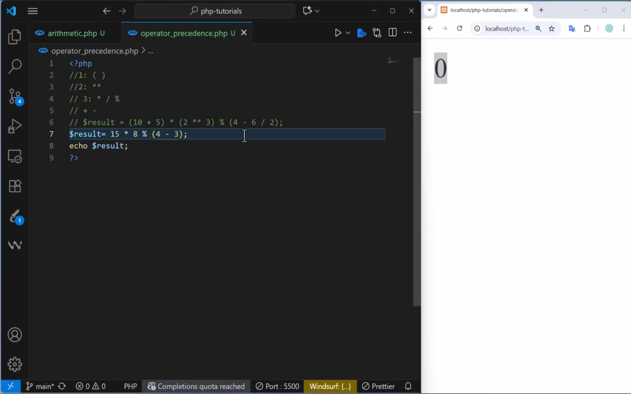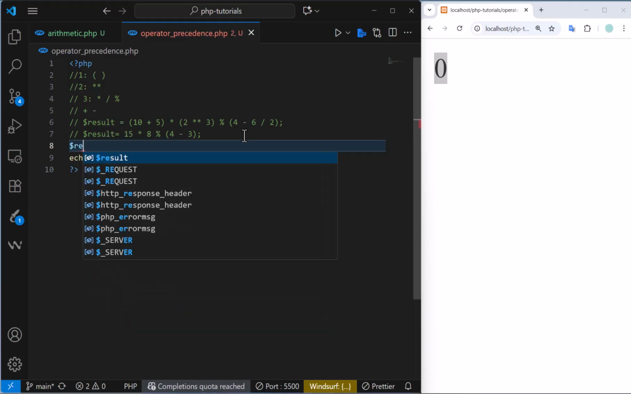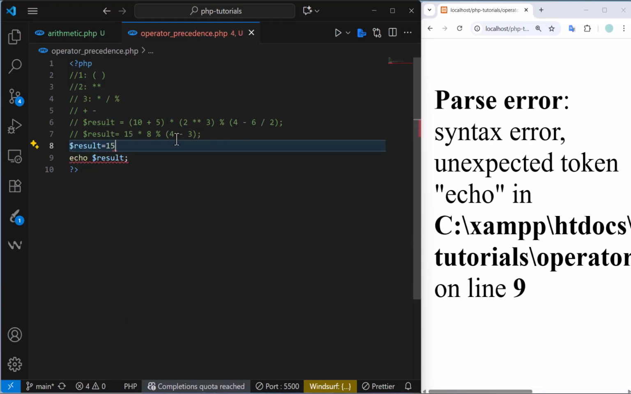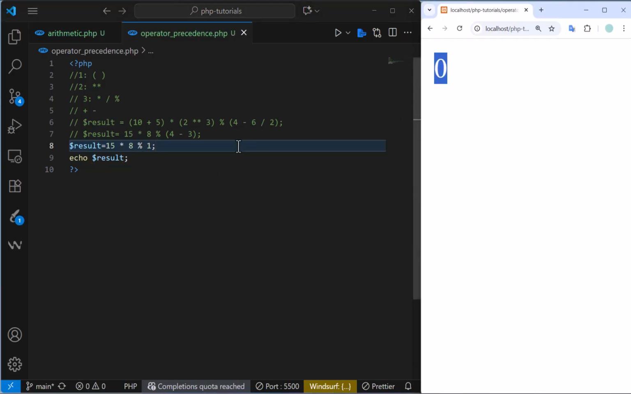So let's go one more step down. So let's create our variable in here. Now again 15 times 8 remainder, and we have to solve this parenthesis. So 4 minus 3 is equal to 1. Now echo this, again we got 0. Now let's go one more step down.